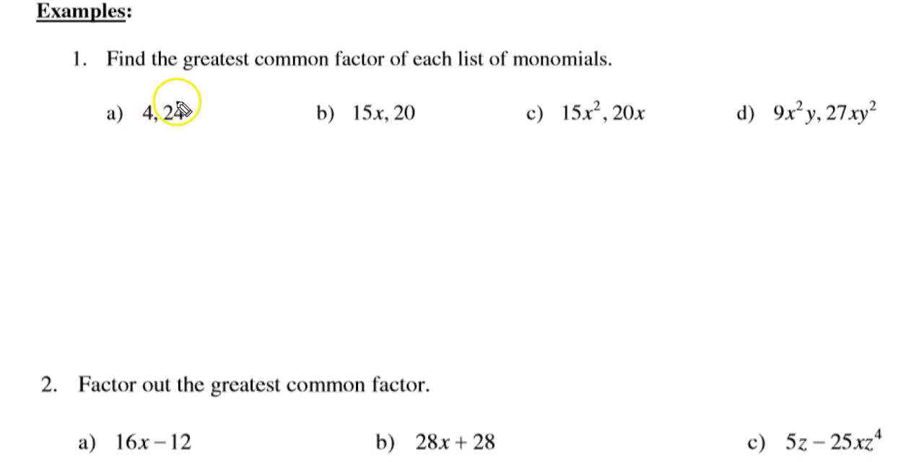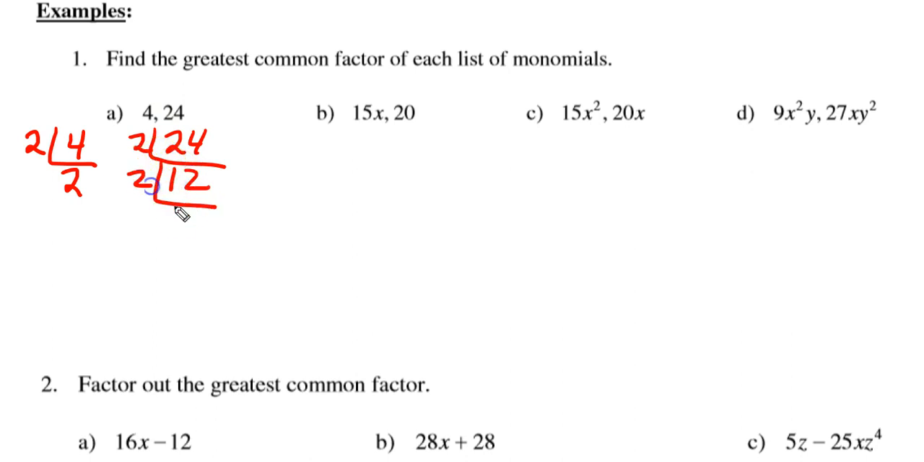Now, the way to figure out common factors is to factor 4 into its prime factors. So 2 will go into there, and you're left with 2. So these are prime factors now. Then we have 24. 2 out of there is 12. A 2 out of there is 6. A 2 out of there is 3.